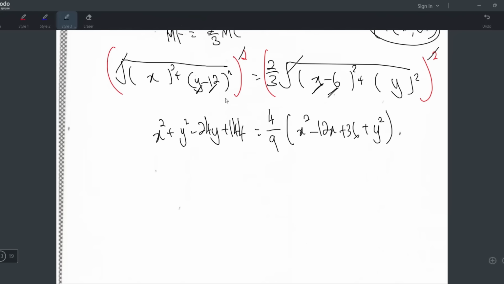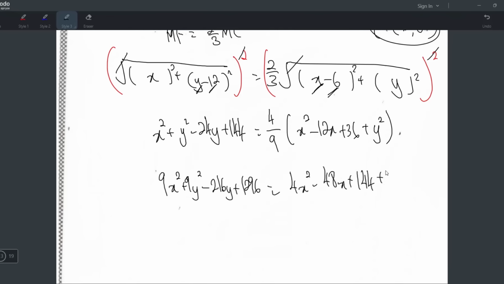Now what do we do? I will multiply by 9 here, so everything here is multiplied by 9. What about here? This one is multiplied by 4 only. So 9x squared plus 9y squared minus 24 times 9, what is it? 216y. And then 144 times 9 is 1296. On this side I multiply by 4, so 4x squared minus 48x plus 4 times 36, 144, and then the last one is y squared times 4, 4y squared. Do you understand why we can multiply by 9 like this? Because this 9 is sitting at the bottom as a divisor, so it moves to the other side and becomes multiplication.